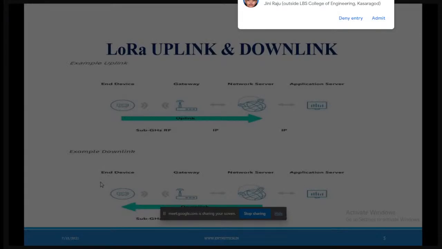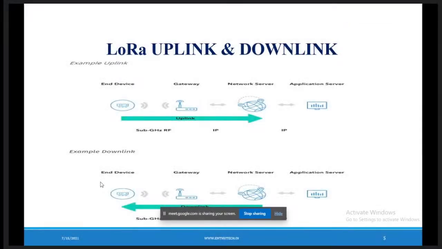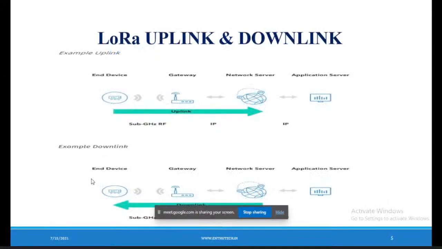For an uplink, the data goes from the end node to the gateway using radio communication, then from the gateway to the network server using IP communication, whether internet, 3G, 4G, Ethernet, LAN or Wi-Fi, and then from the network server to the application server. In a downlink, it goes from the application server to the network server, then the gateway, then the end device. This is the LoRa uplink and downlink.